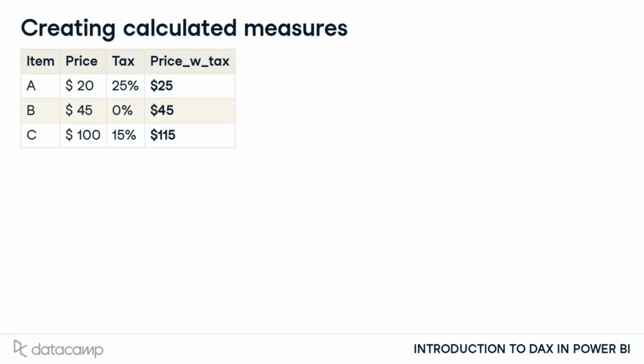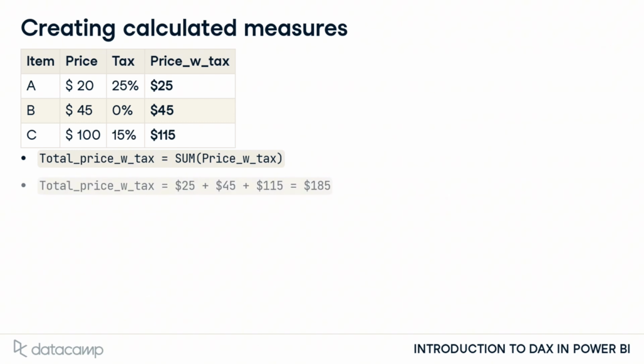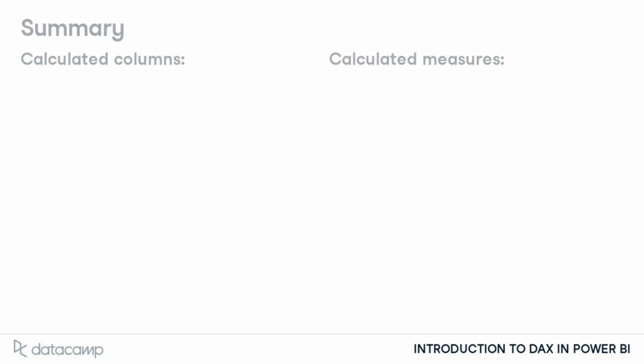Let's go back to our previous example and calculate the total price with tax that uses the sum function to calculate the sum of all prices with tax together. We can now add this measure to a card in a Power BI report to discover the total price with tax is $185. To summarize, calculated columns evaluate for each row.